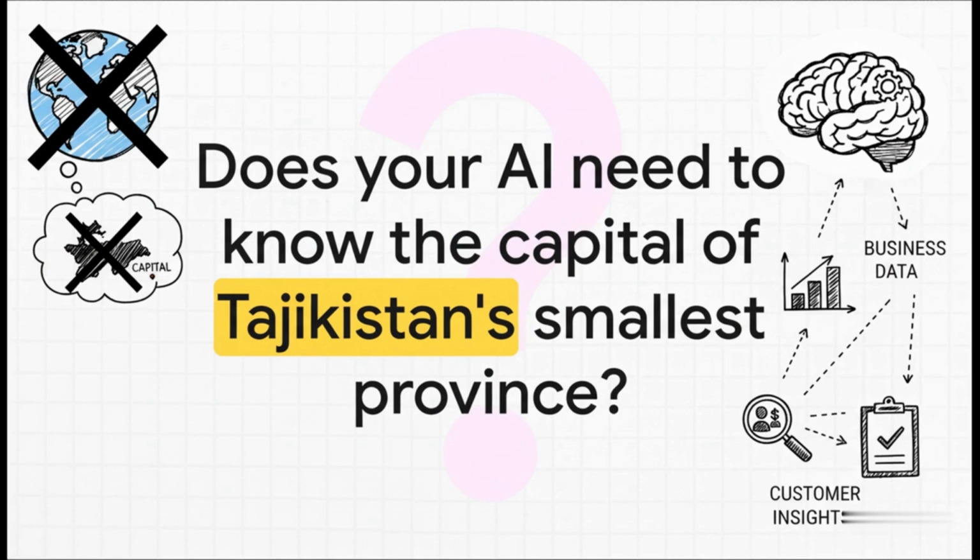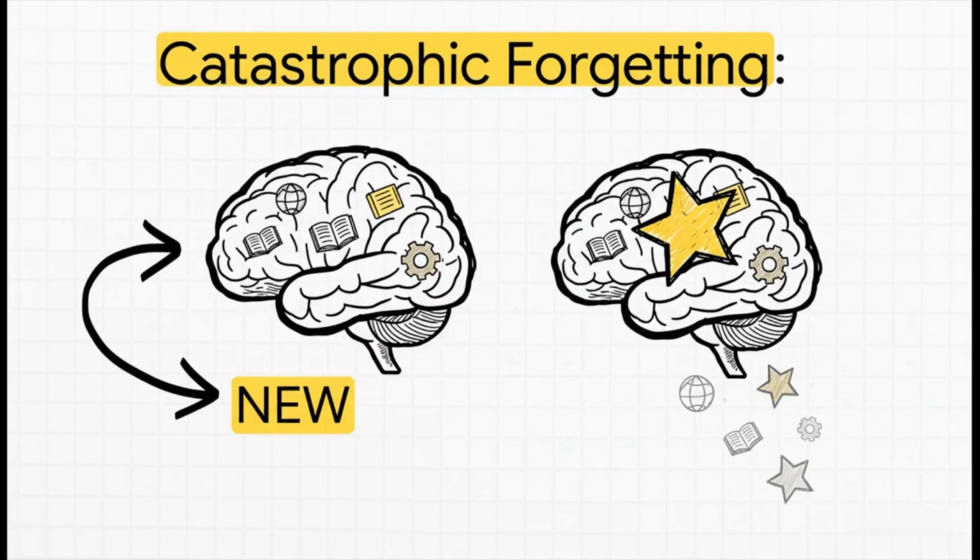I mean, for most business uses, does your AI really need to know the capital of the smallest province in Tajikistan? The goal here is to basically erase that kind of junk knowledge and replace it with the information we actually care about. But of course, there's a huge catch, a massive obstacle that has plagued machine learning for decades. It's called catastrophic forgetting, and it's exactly what it sounds like. When you try to teach a model something new, it has a really strong tendency to just forget the things it already learned.